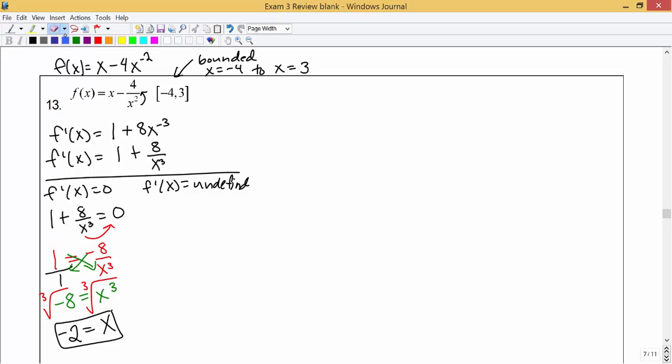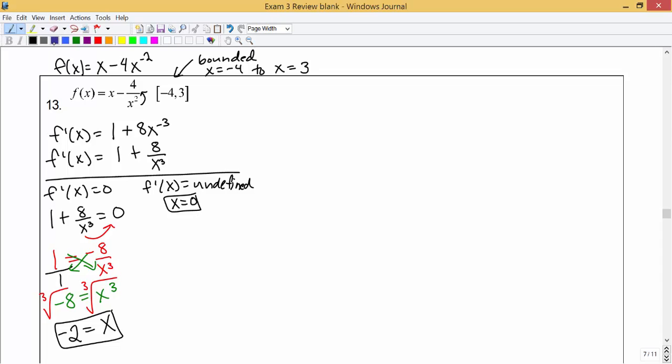Now remember that we're looking for relative maxes and relative mins, and then we're going to compare them and see which one actually represents the absolute max and absolute min. We're looking for where the first derivative is undefined. The first derivative is undefined at x equals 0. But could this be a potential relative max or a relative min?